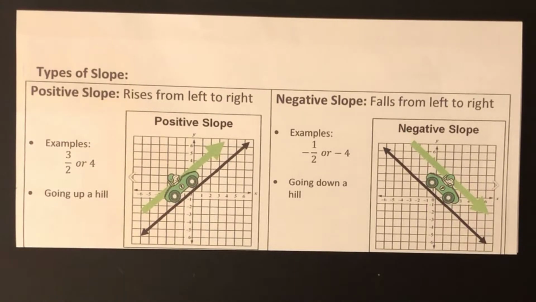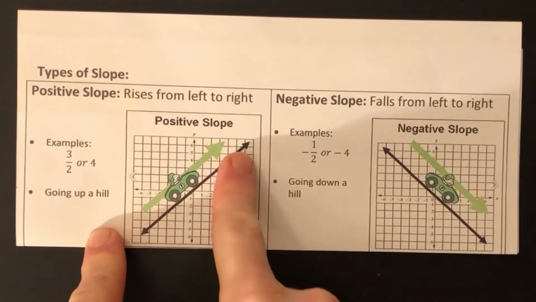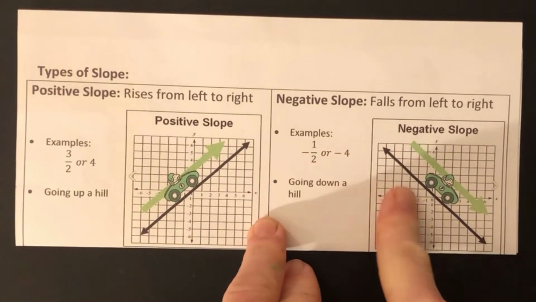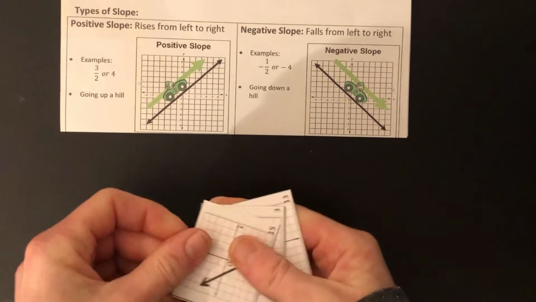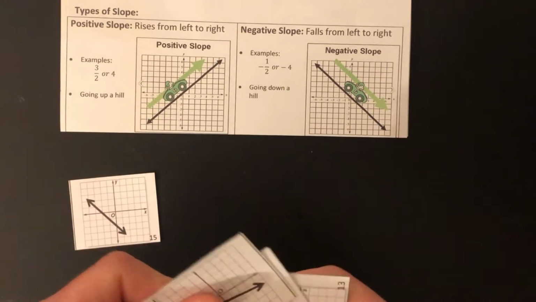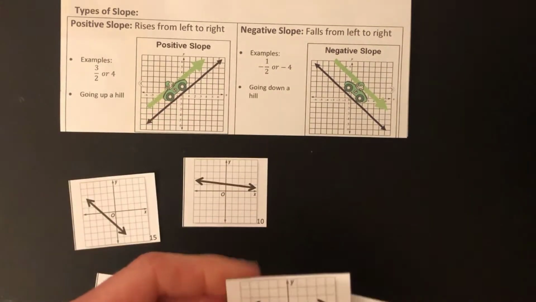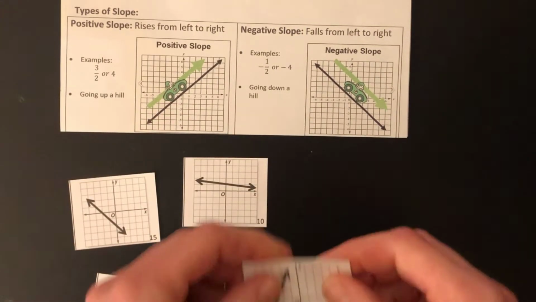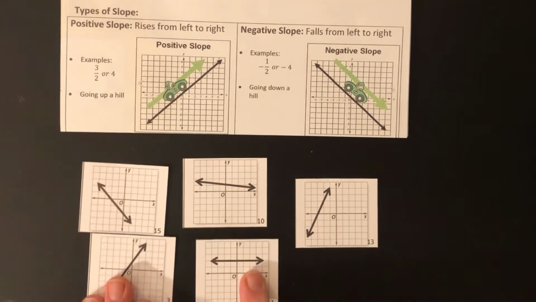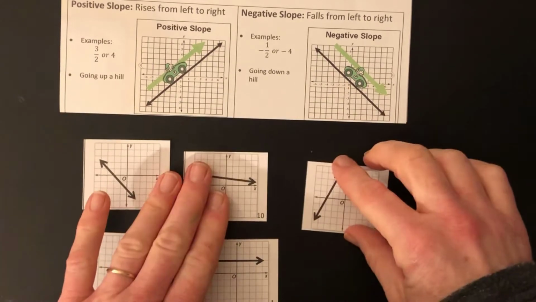Let's review the difference between positive and negative slopes. A positive slope is when things are going up and you're getting more and more. A negative slope is when you're getting less and less. Given that, if I put all of these random slopes out, let's see if we can find the ones that are positive.